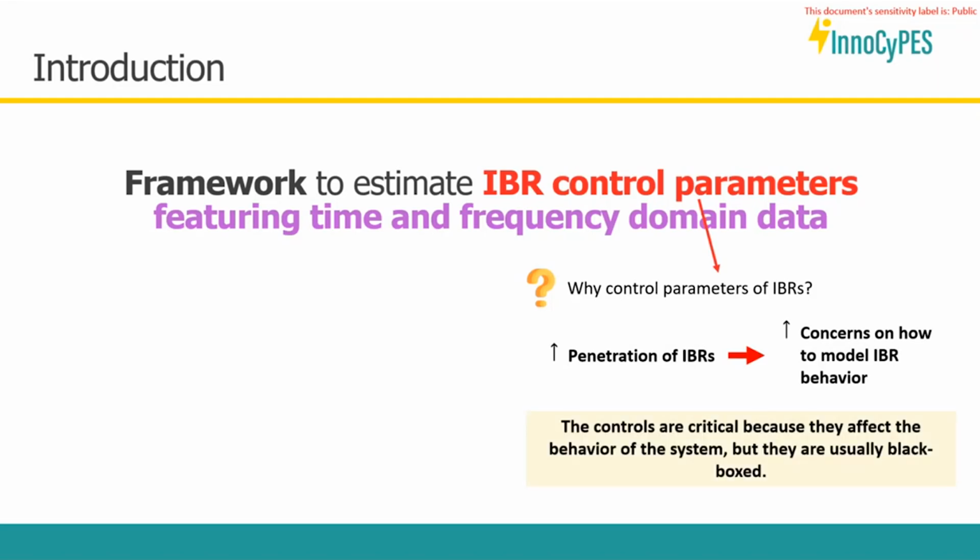The controls are critical because they affect the behavior of the system, but they are usually black box. This is a main issue when it comes to IBR controls. That's why we are presenting this framework, because differently from the past with the synchronous machine, there were many software tools that could be used to validate and help calibrate the parameters of some generic models that we had for the synchronous generators. Now we don't have it that clear, because those models were more like white box, we knew what to expect.